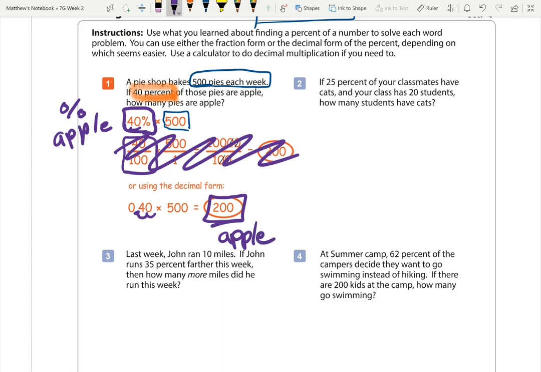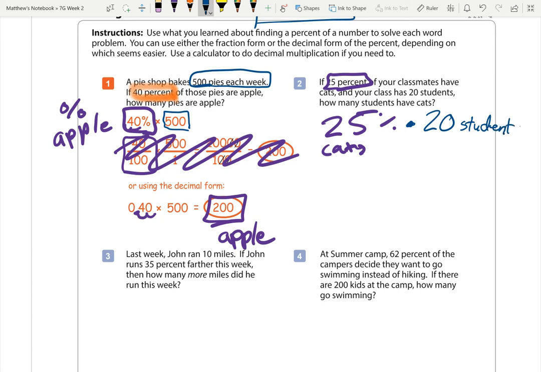All right? So now we're going to look at this next one. It says if 25%. So right away, I'm going to write 25%. I've identified my percentage of your classmates have cats. Okay, 25% have cats. And your class has 20 students. So that's going to be what we need to multiply it by. How many students have cats? All right, so here, move that decimal place over 1, 2 spots. 0.25 multiplied by 20 students.